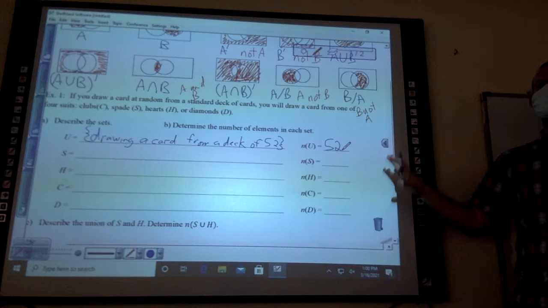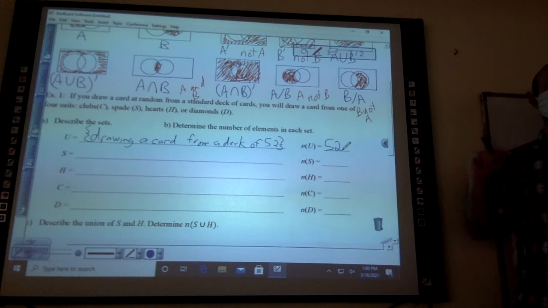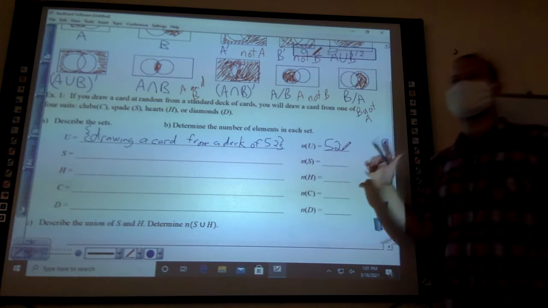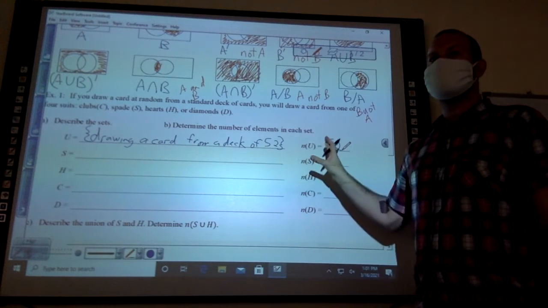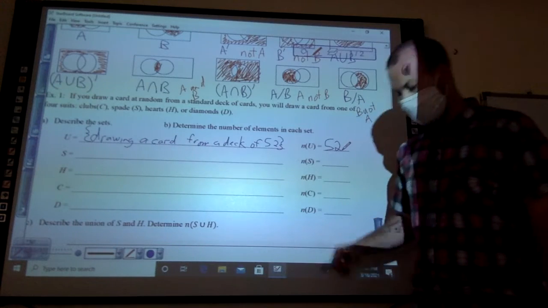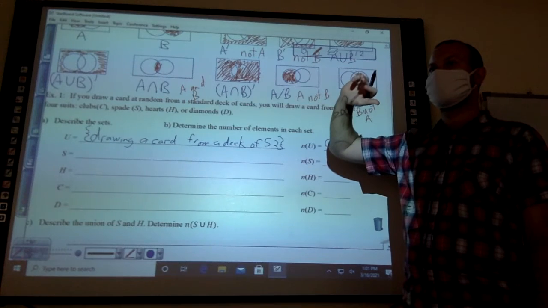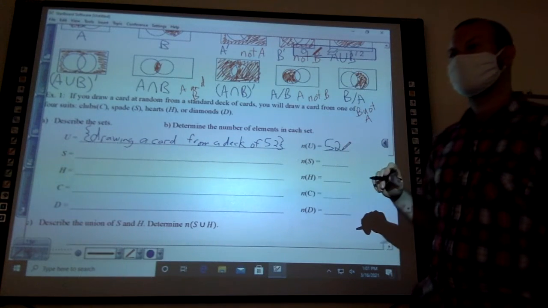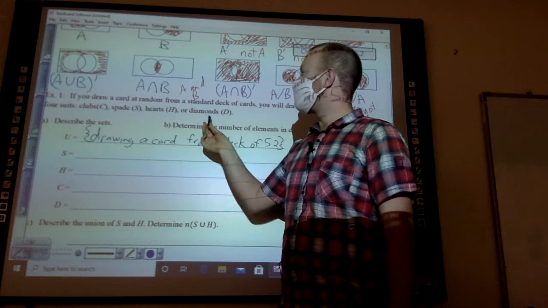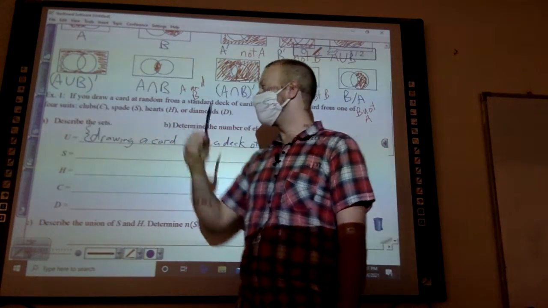Is there anyone here who knows a deck of cards, understands the different suits? Has everyone handled a deck of cards here before? Good. You know which suit is what color? The diamond red, heart red, spade black, club black.